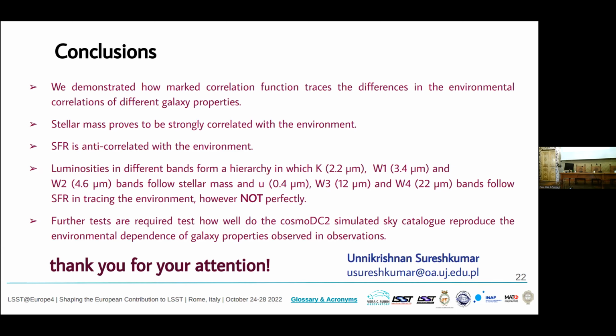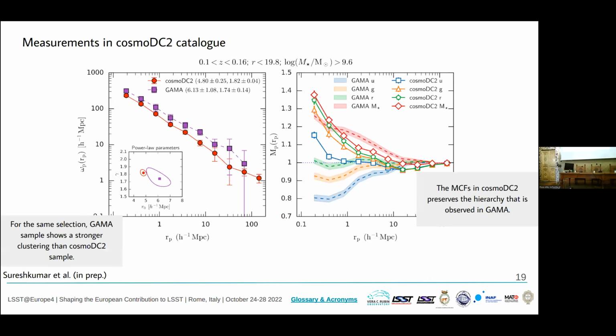Thanks for a great talk. I was wondering how I should interpret your environmental measures. What kinds of environments are you tracing in your GAMA data? Do you go from clusters to the field, or are your richest environments groups? I'm just trying to get a feel for what kinds of environments you're actually tracing.